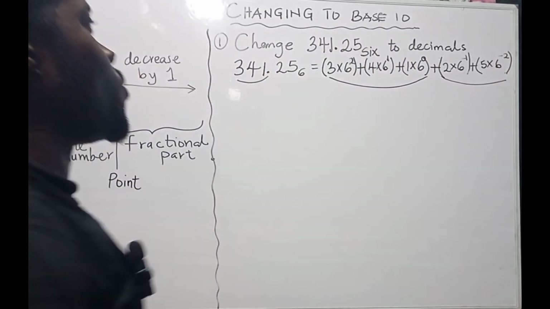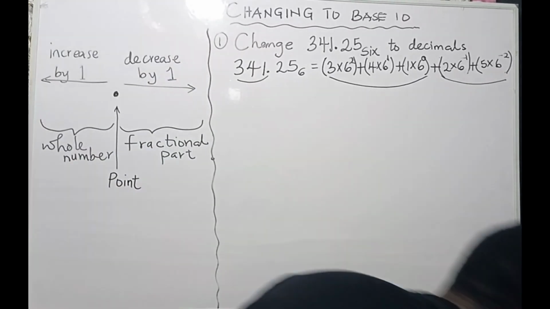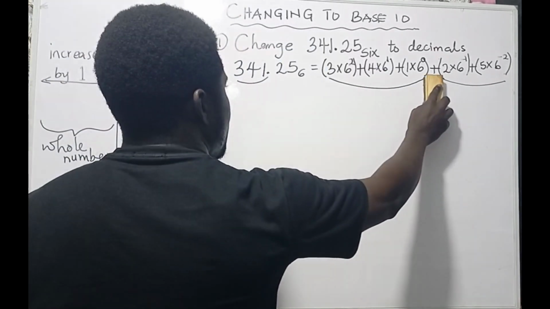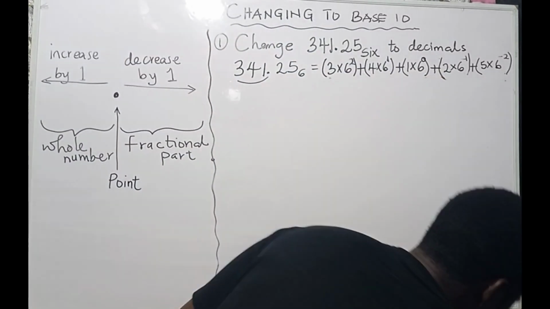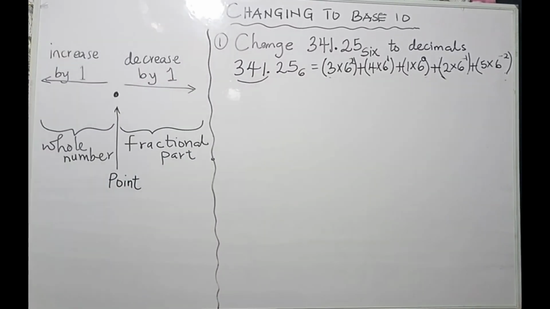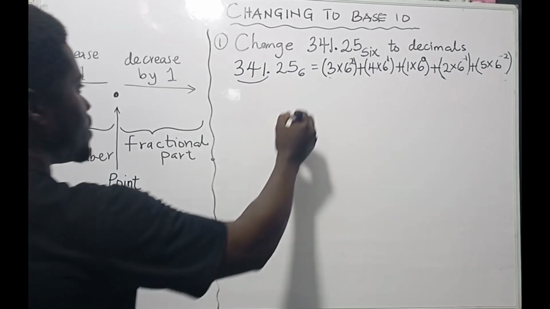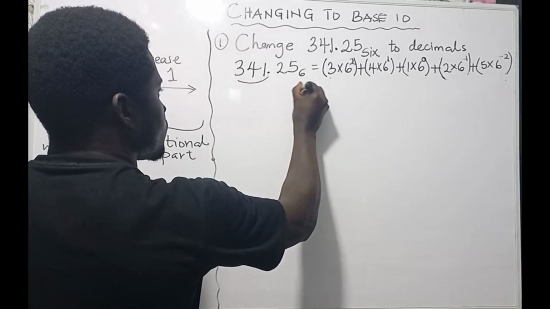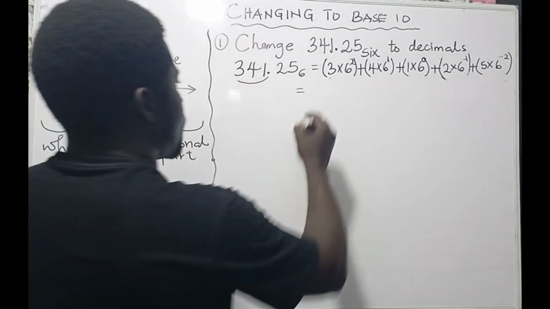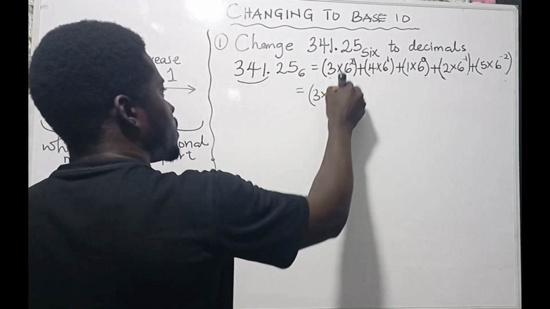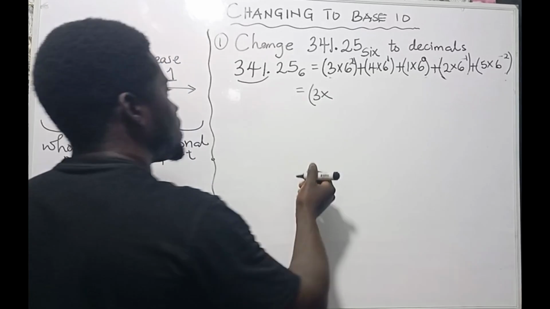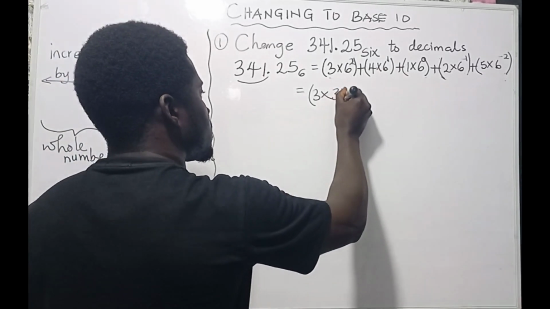That is it. So we are done with the positioning of the exponents. Now, what's left is just simplification. Let's move on with the simplification. We open the first bracket. We're having 3 times 6 to the power 2, which means 6 times 6. That is 36.